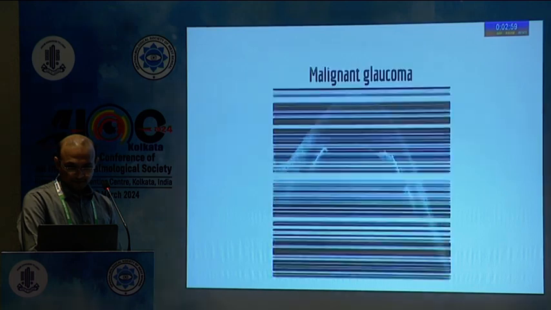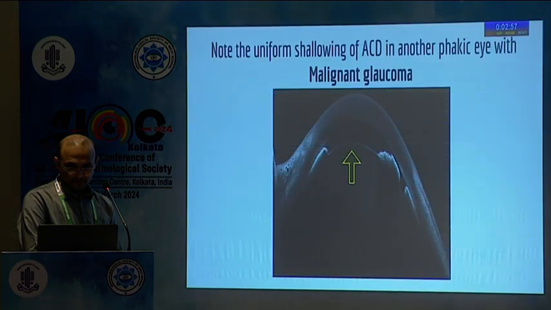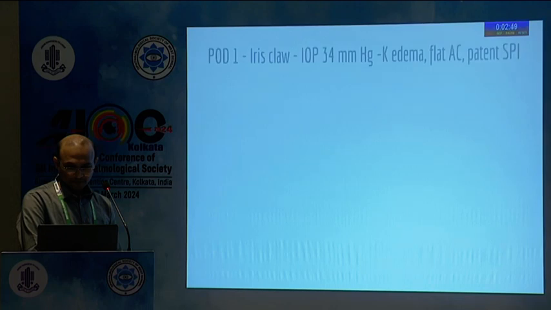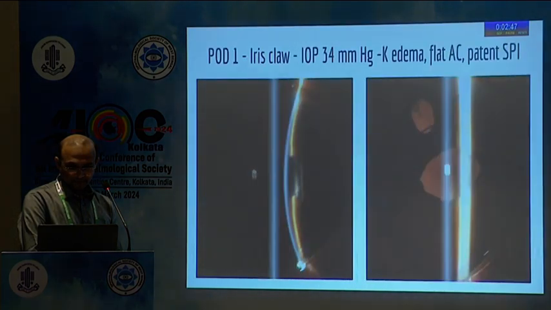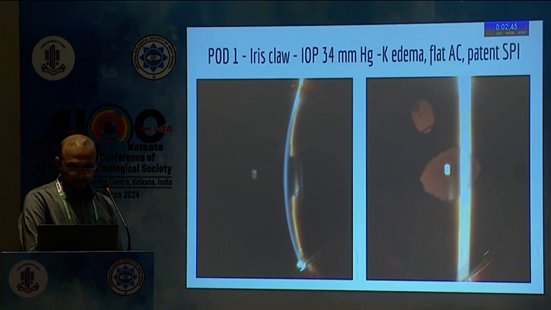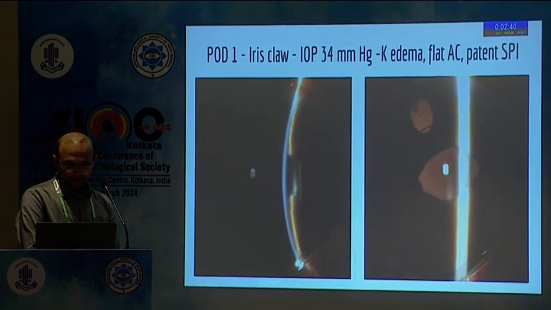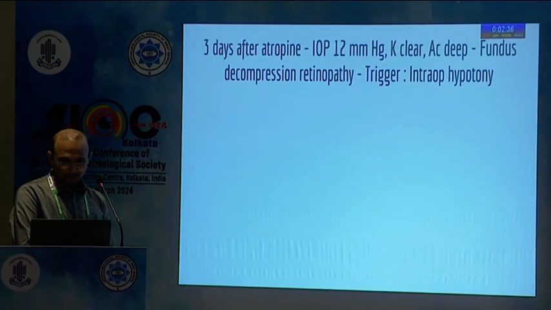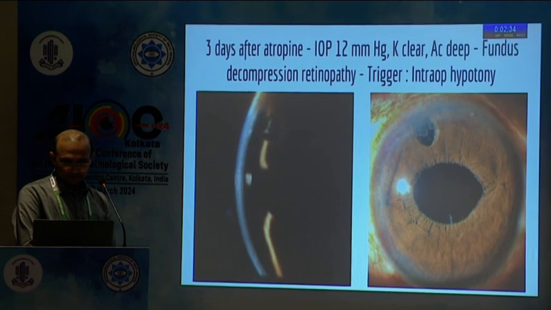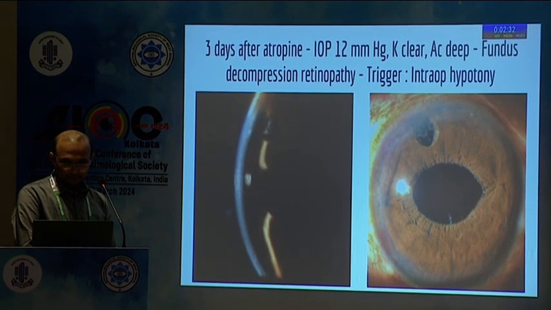In malignant glaucoma, one can expect forward movement of the entire lens-iris diaphragm with a uniformly shallow AC. This patient developed a shallow AC on POD1 after iris claw IOL with a patent surgical PI, a classic presentation of malignant glaucoma. The patient was started on atropine eye drops along with post-op steroids. Three days later, the AC deepened.